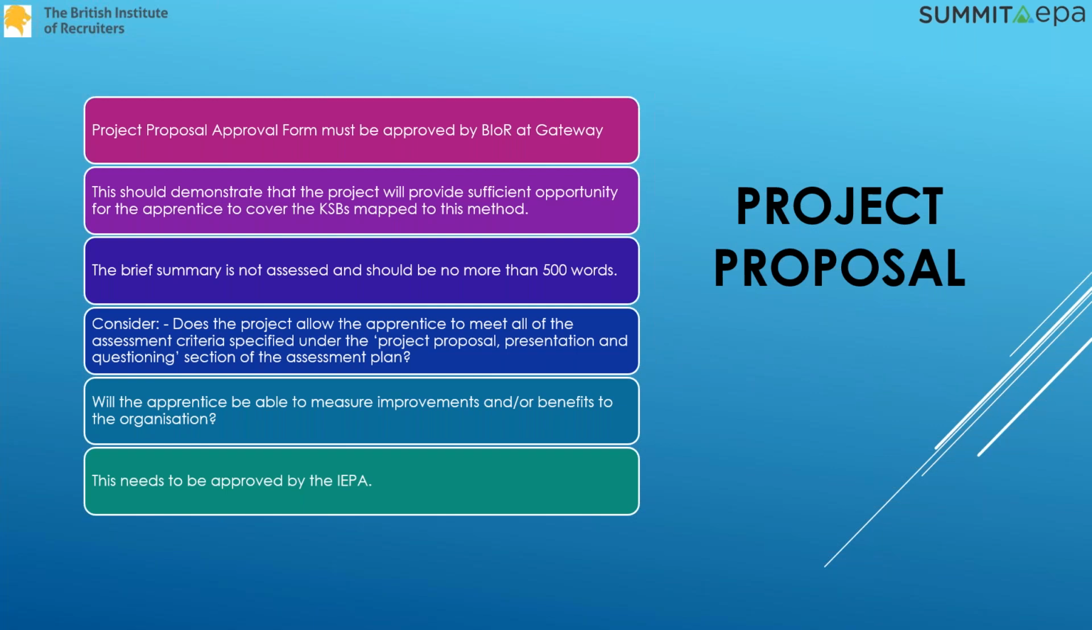The project proposal will be discussed at Gateway. The endpoint assessor will be involved in this, and they will look at the project proposal and agree it with your endpoint assessor. So once the Gateway is triggered, Summit will then allocate an independent endpoint assessor who will then discuss with the apprentice, the training provider and the manager the project proposal that's going to be submitted. So in order to pass Gateway, that has to be agreed by all parties.